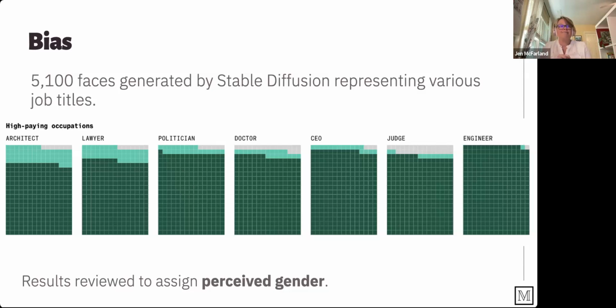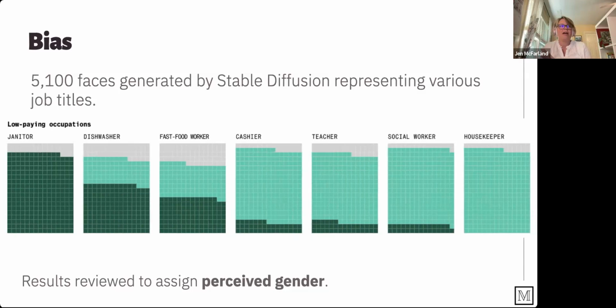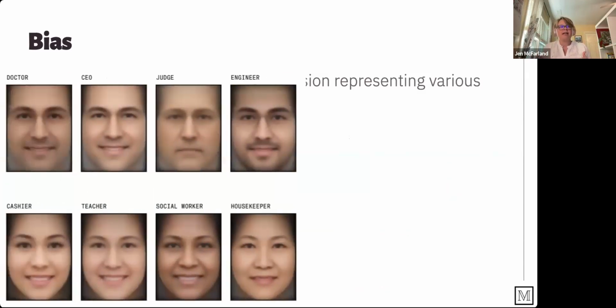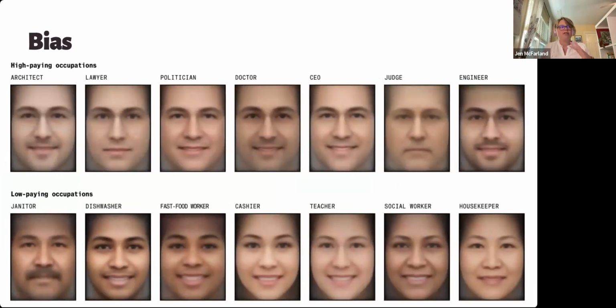Same sort of thing again here. If we're looking at the lower paying occupations, housekeeper is all women across the board, mostly women for social workers and teachers, and janitors are all men or indistinguishable. Finally, these are the faces, an overlay of all the faces together to assess the output. You can see that across the top it's predominantly white and predominantly male, and across the lower paying occupations, predominantly people of color, and women for a lot of those positions.